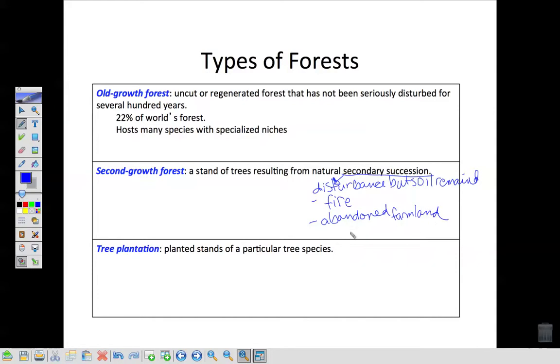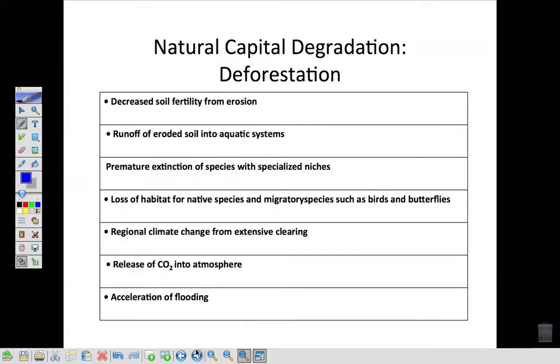Okay. Then finally, we have tree plantations. You'll also hear these spoken of as tree farms. So these are planted stands of a particular tree species. Okay, very similar to aquaculture, right? Where you find the species you want and you grow it and you use it just for harvesting, not necessarily to make a forest.